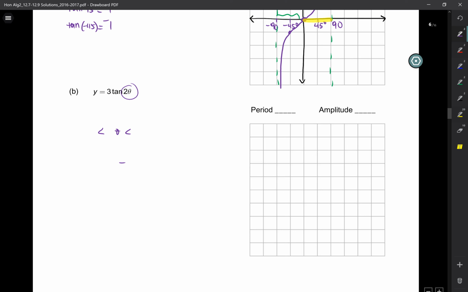Okay, so it's going to be negative pi over 2 less than 2 theta less than pi over 2. And now I divide by 2. I have 2 theta, and I need to divide by 2 in order to make it 1 theta. Dividing by 2 is the same as multiplying by 1 over 2. So this is going to be negative pi over 4 less than theta less than pi over 4. Now, the period is pi over b, so it's pi over 2. So the period is pi over 2.